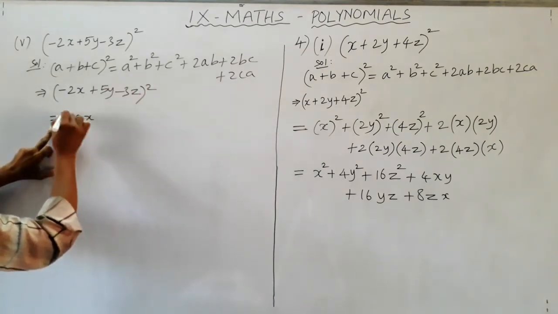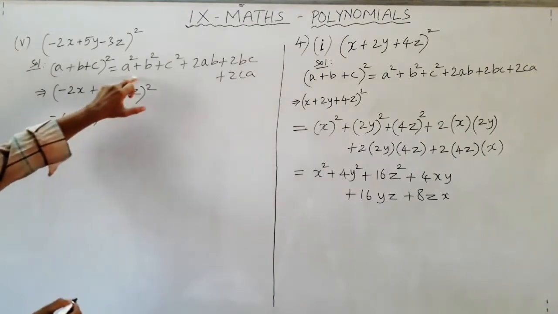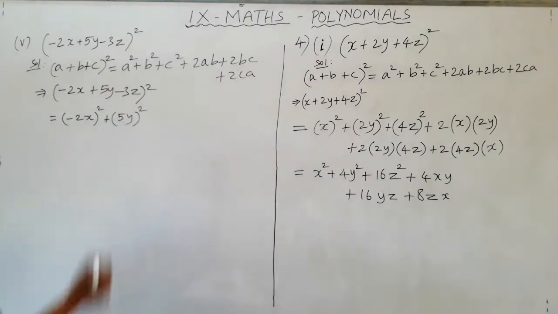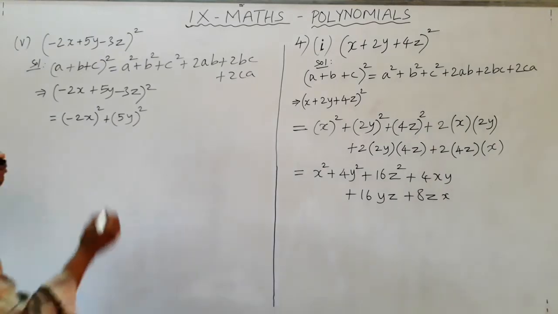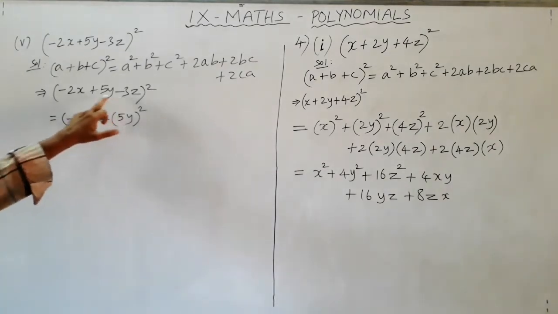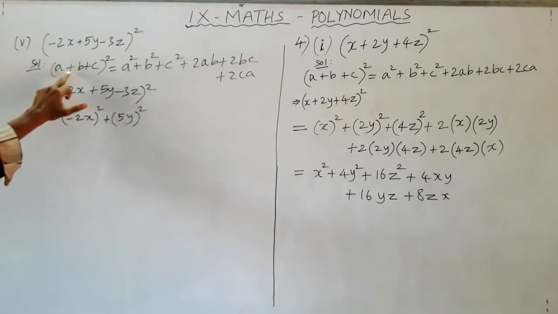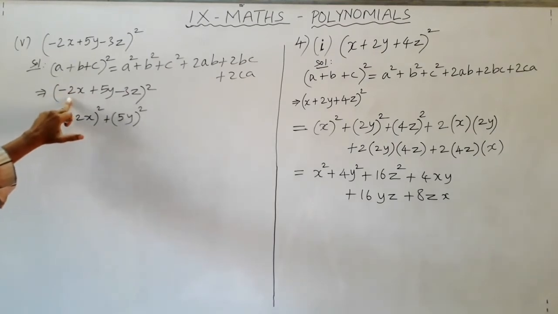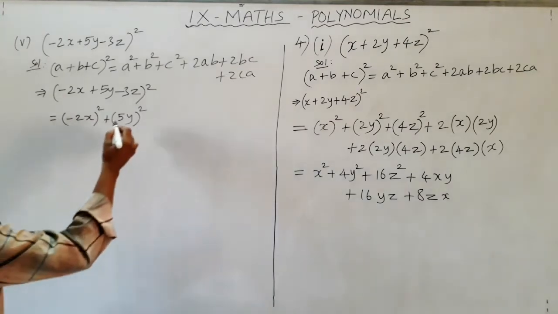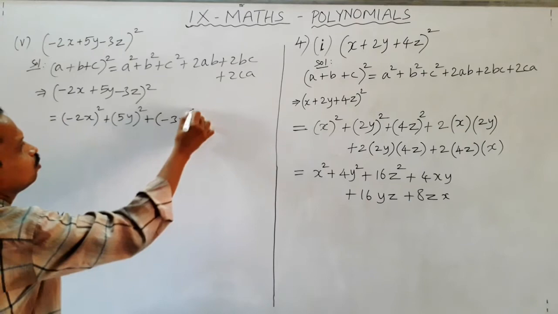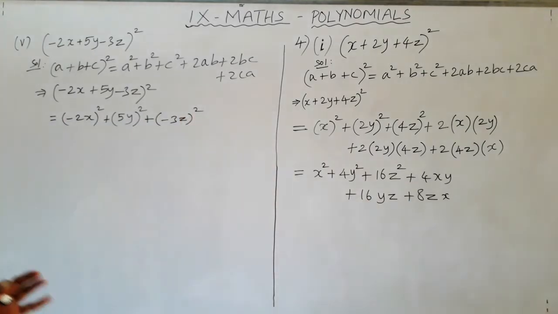This is equal to a square. So minus 2x whole square. And then plus b square. So plus what is b? 5y. 5y whole square. Okay, plus c square. So what is c? Minus 3z. So see, minus sign is there, but here a plus b plus c, so everything plus in the identity. But if that is minus, you have to include minus sign also. Okay. So now plus c square means c, what is c? Minus 3z whole square.